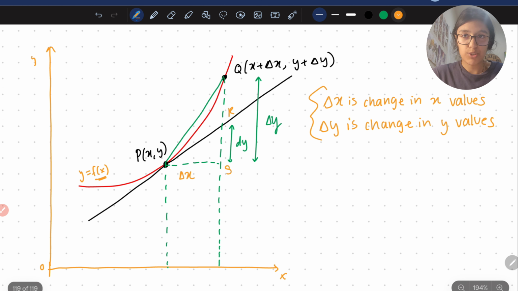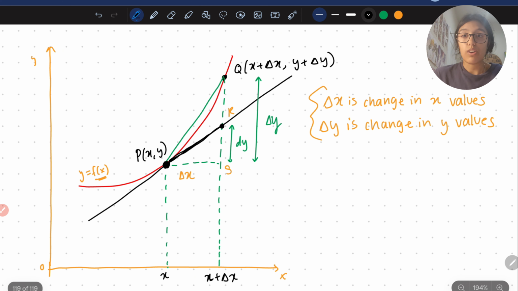In this case, you can see dy is located right there. That is dy. And just to say it more in words, for dy, we're going to start from point P, and we're going to follow the tangent line until it reaches the same x coordinate as point Q. We're going to keep going across until we hit the x coordinate of Q, which is x plus delta x.